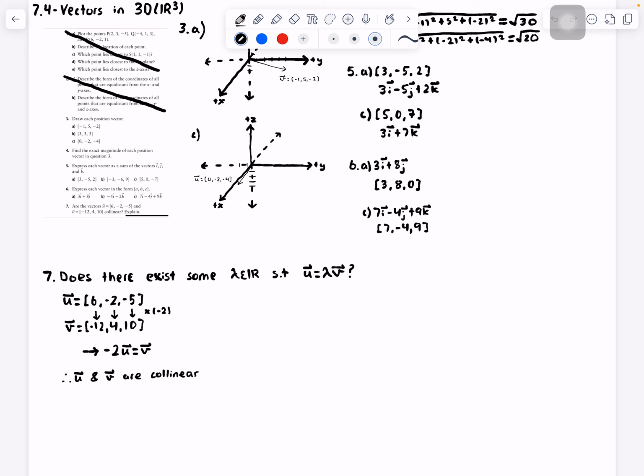We're now on to chapter section 7.4, Vectors in 3D. This video series will be a bit different. I've already completed all the problems and I'm going to be taking you through my thought process in all of them. Now, there's benefits and cons, I feel like, to this approach.